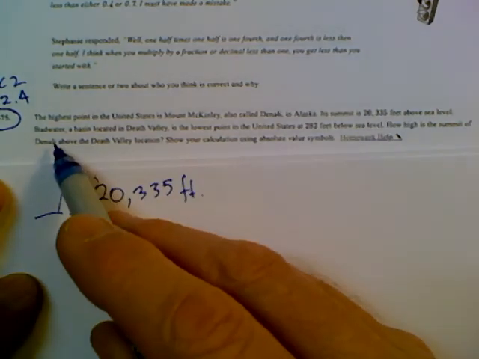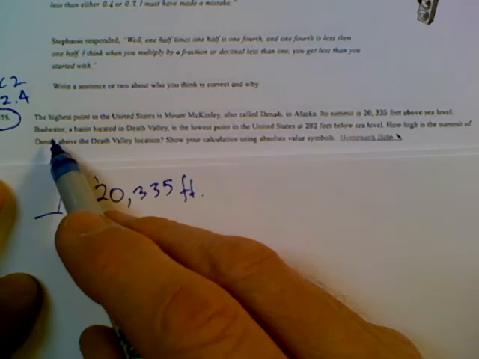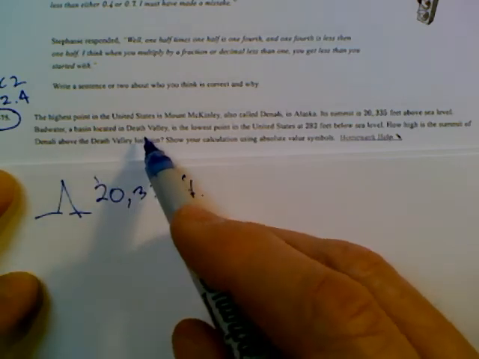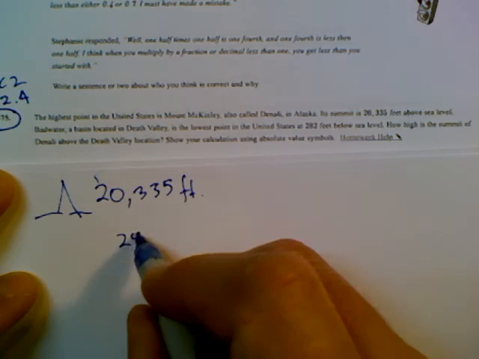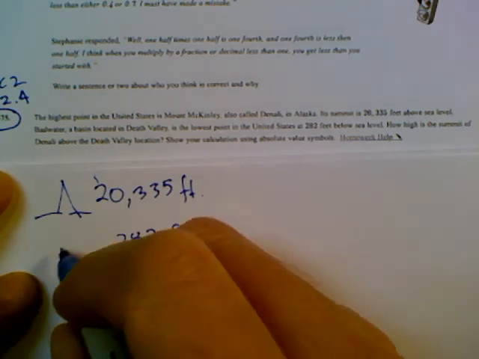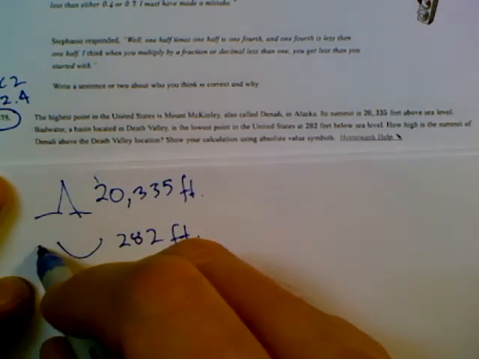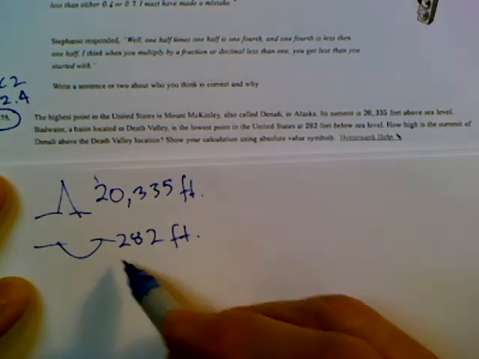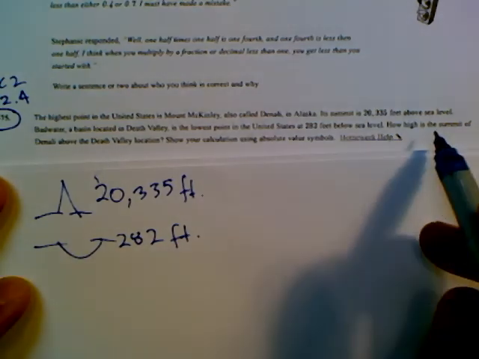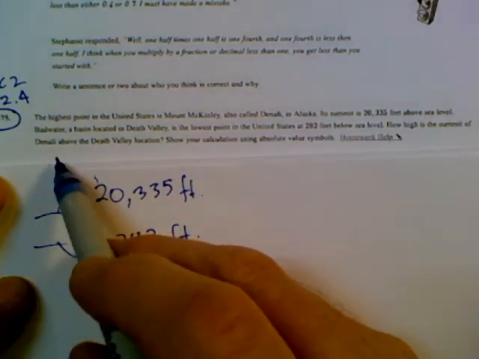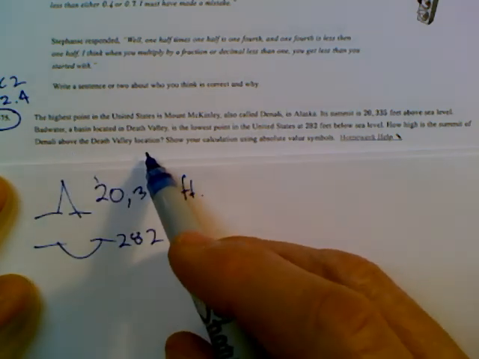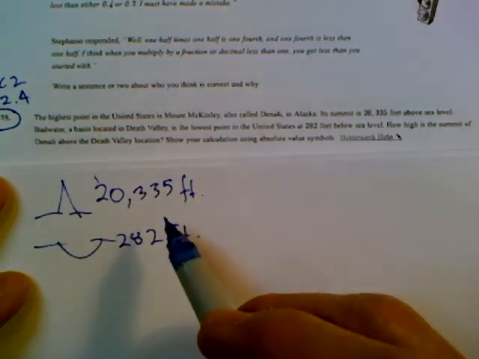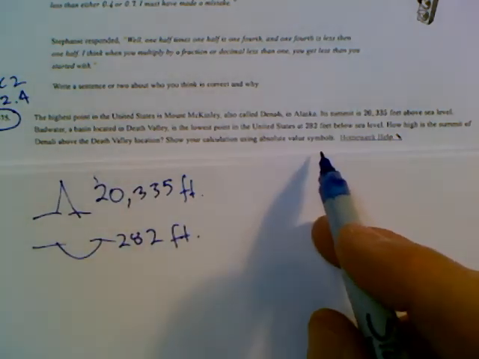Then it says Badwater, a basin located in Death Valley, is the lowest point in the United States at 280 feet below sea level. And that's our below sea level, our basin. So we've got our mountain and our basin. How high is the summit of Denali above the Death Valley location? Show your calculation using absolute value symbols.